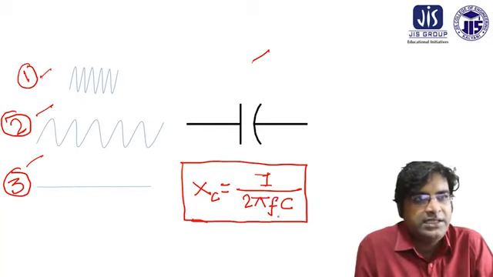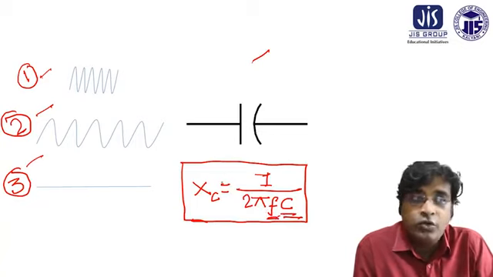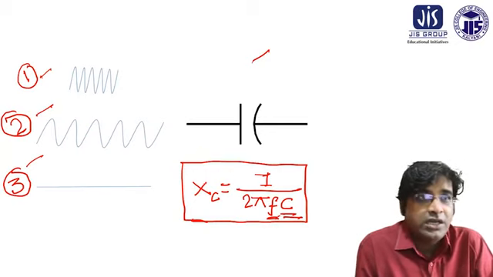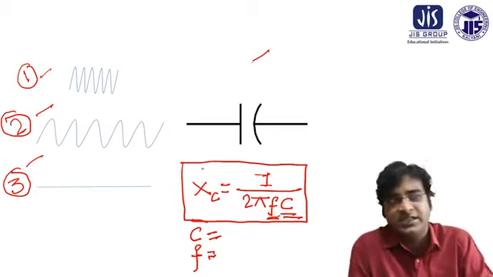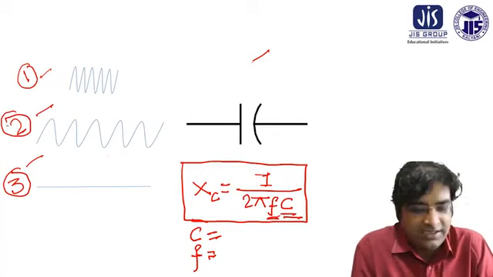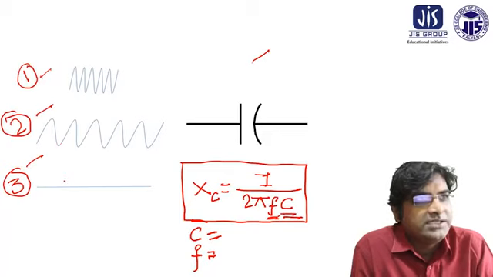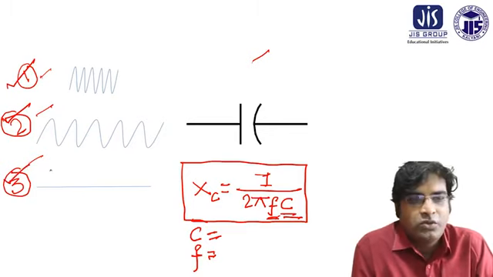Here, C is the capacitance value, and F is the frequency of the signal which is passing through this capacitance. Again, I am repeating: C is the capacitance and F is the frequency of the signal passing through it. It's very easy, you just understand this. Now, there are three signals: one is this, two is this, three is this. For these three signals, which one has the higher passing capability through this capacitance?